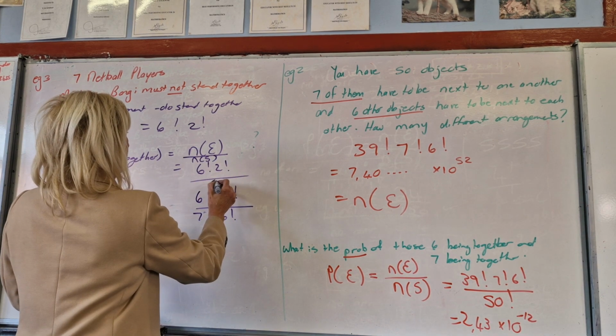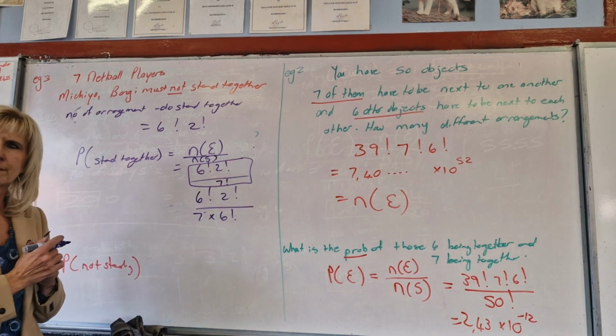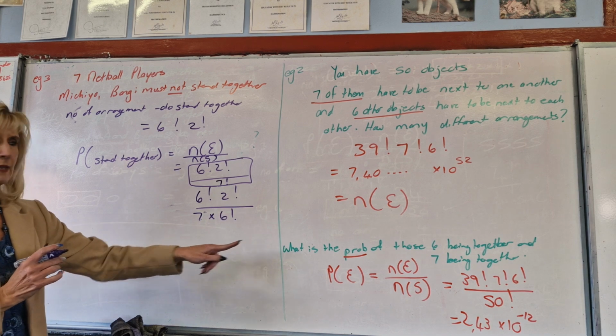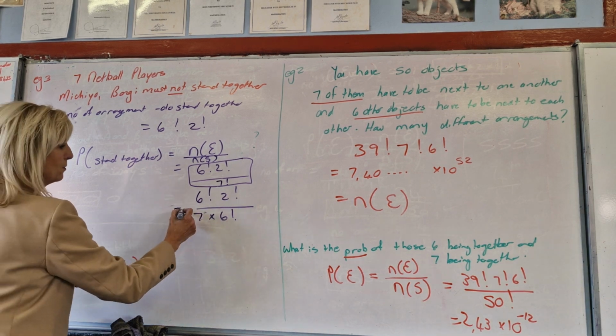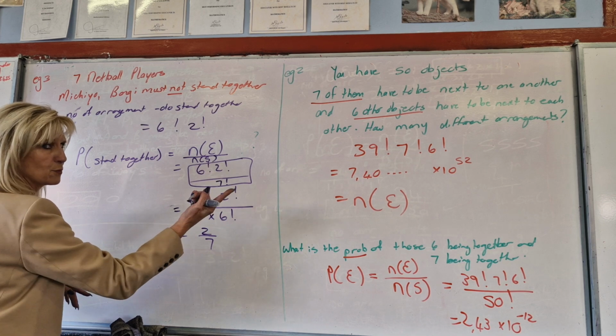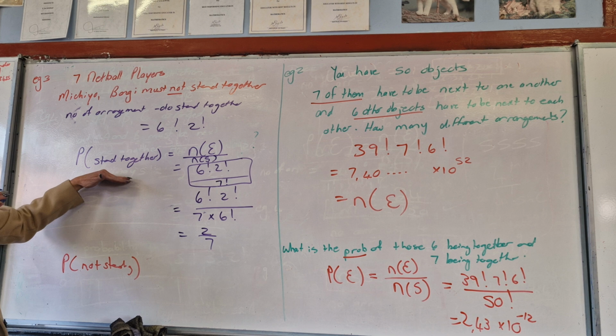Did I write that now? 7 factorial. Can you see it? Yes, ma'am. 7 factorial is 7 times 6 factorial. And then you can see it cancelling out, but the answer would be 2 over 7, because remember, that's just 2 times 1. So that would be the probability of those two girls standing together.